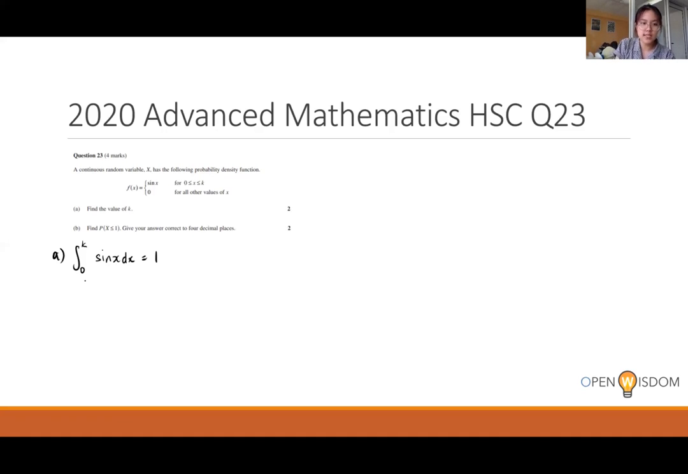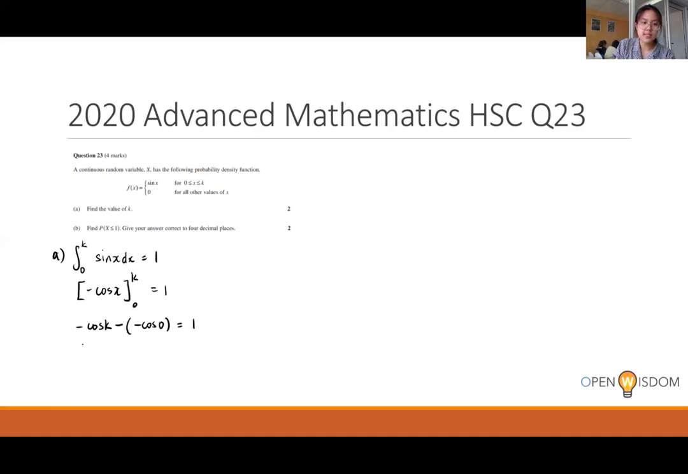So the integral of sine x, I'm sure you guys remember, is minus cos x. And because this is a definite integral, we need to make sure we have our square brackets going from 0 to k as our bounds. Now for definite integrals, remember we always substitute the top number first, and then we substitute the bottom number. So substituting that, we have minus cos k minus minus cos 0. Remember, we are taking away this negative value, hence why I have drawn brackets around this cos value, and that is equal to 1.